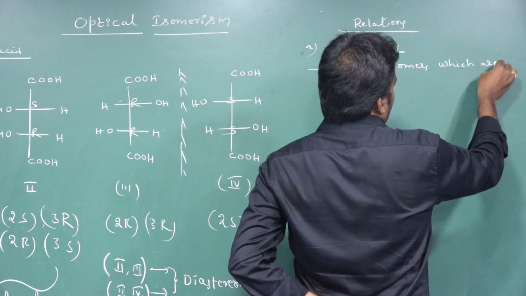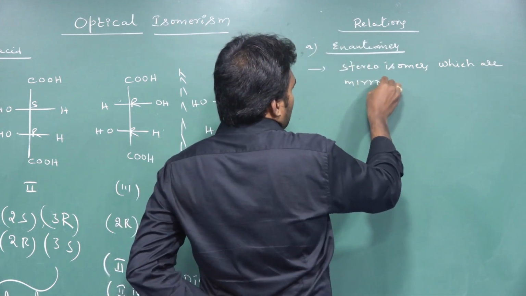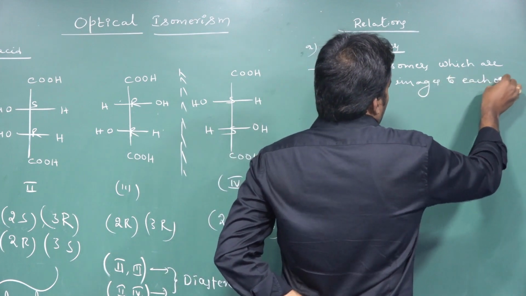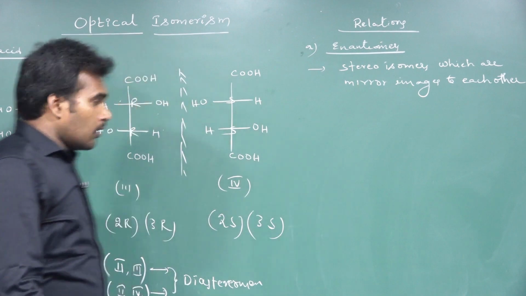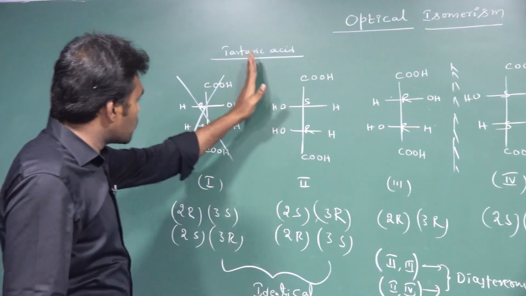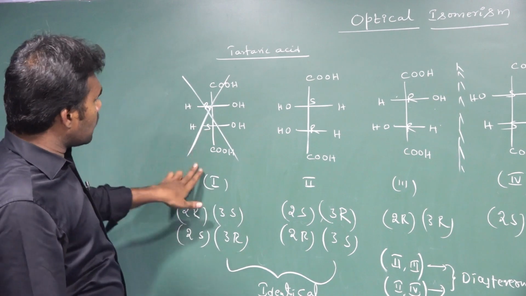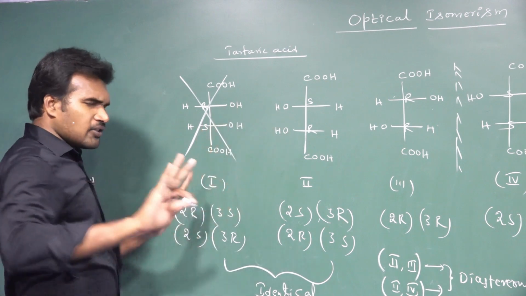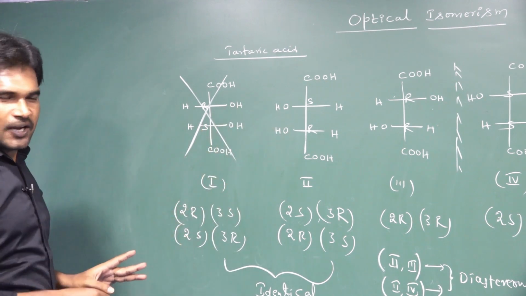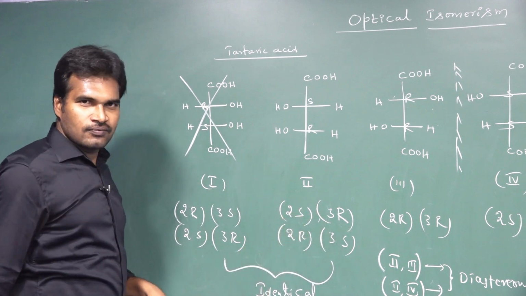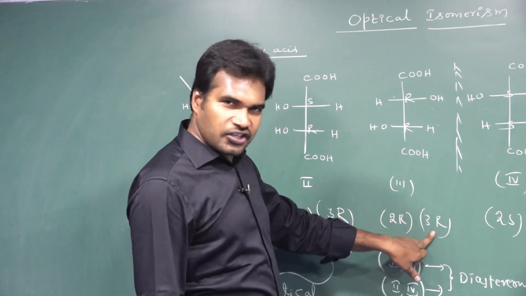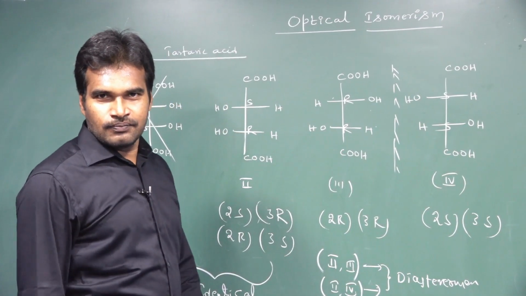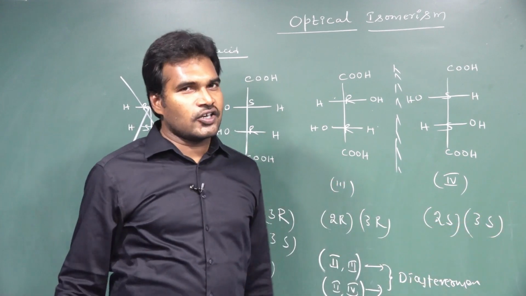The stereoisomers which are mirror images to each other. Then you may get the doubt: the compound 1 and the compound 2 are also mirror images, then why don't we call the first two compounds enantiomers? See, here they both are mirror images, no doubt, but their configurations are also the same. Here 2R3S, here also 2R3S. But for enantiomers, this is 2R3R, but this is 2S3S, opposite configurations. Don't think that all mirror images are enantiomers.